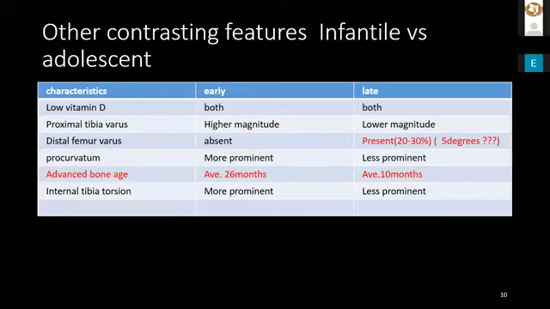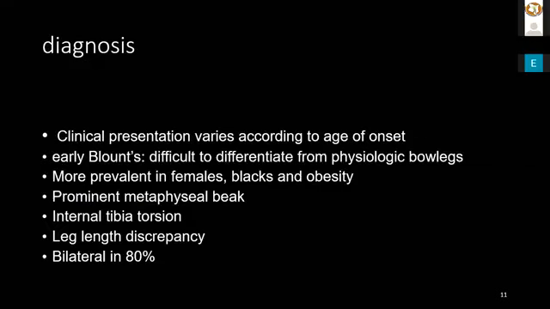Procurvatum is more prominent in the early onset, and the only way to appreciate this is examining the child from the side. We have seen these children have an advanced bone skeletal age, unlike normal children. Internal tibial torsion is more prominent in the early onset and less prominent in the late onset.